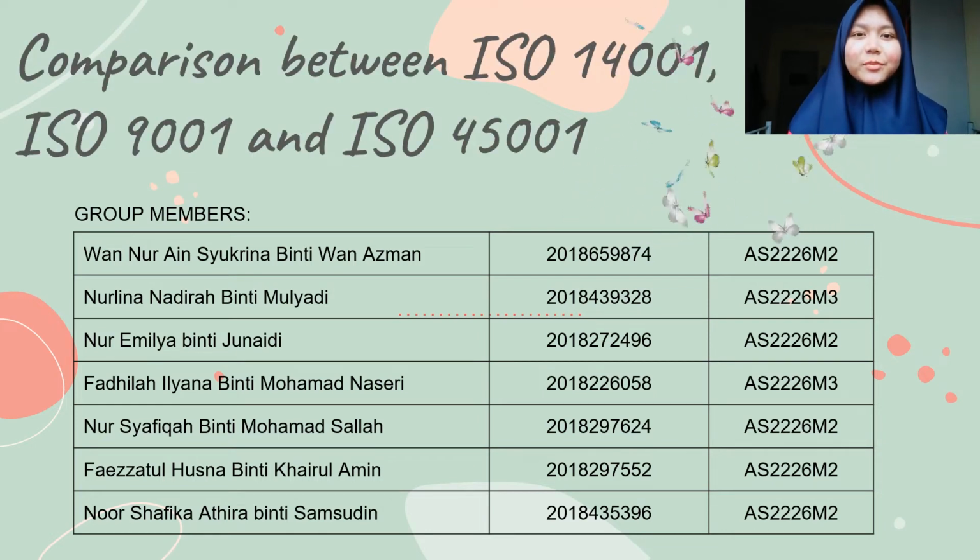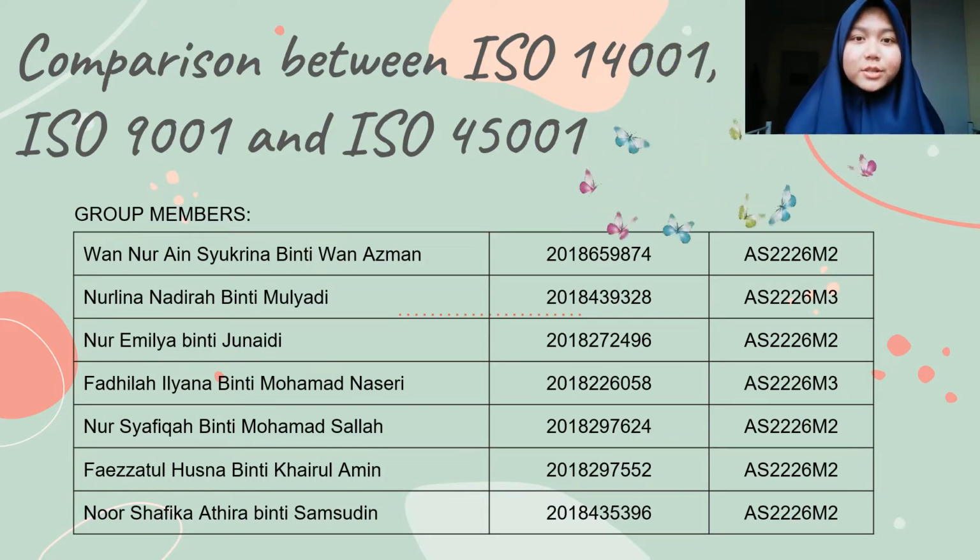Hi and Assalamualaikum everyone. Today we are going to explain the differences between three types of International Standard Organization ISO, which are ISO 14001, ISO 9001 and ISO 45001, starting from clause 4 to clause 10.